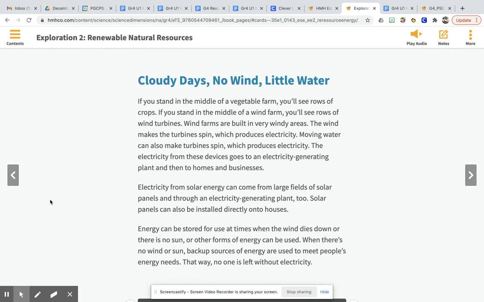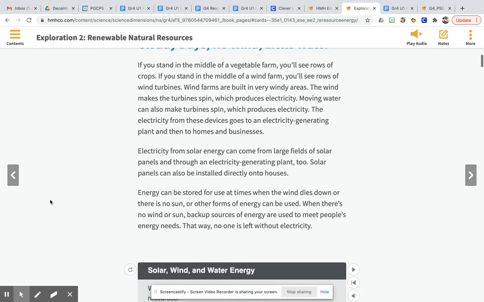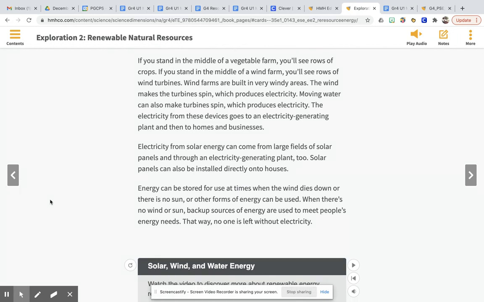It reads, cloudy days, no wind, little water. If you stand in the middle of a vegetable farm, you'll see rows of crops. If you stand in the middle of a wind farm, you'll see rows of wind turbines. Wind farms are built in very windy areas. The wind makes the turbine spin, which produces electricity. Moving water can also make the turbine spin, which produces electricity. The electricity from these devices goes to an electricity generating plant and then to homes and businesses.